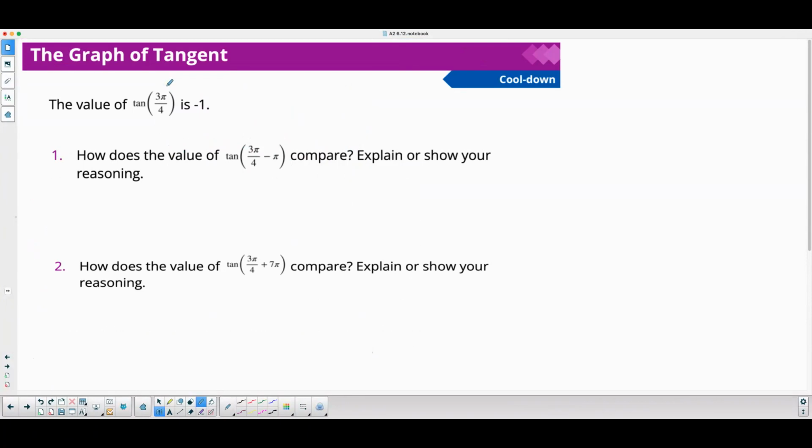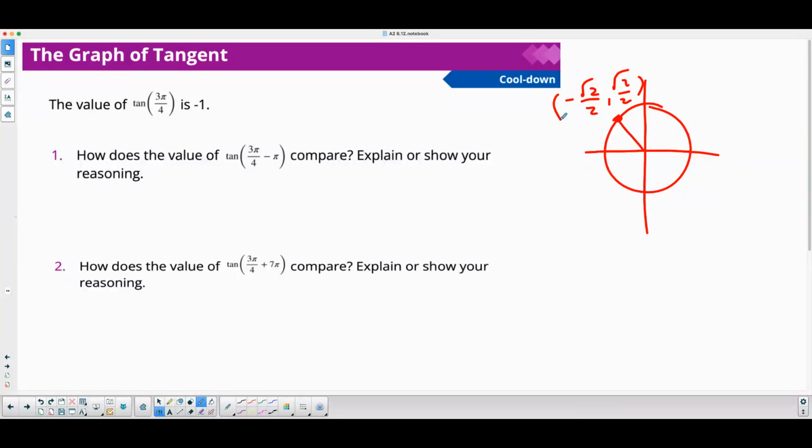So the last thing here is the value of tangent 3 pi over 4 is negative 1. You go to your unit circle, 3 pi over 4 is right here, and it's negative radical 2 over 2, comma, radical 2 over 2. If you divide the sine by cosine, we get negative 1, okay?